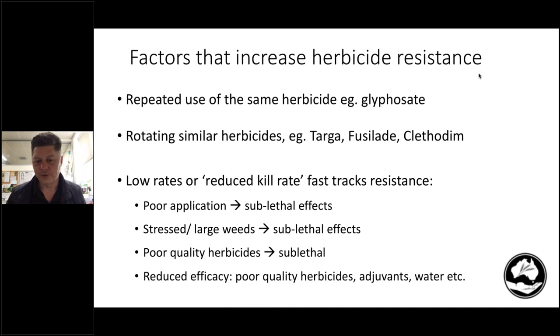Low rates or reduced kill rates also fast track resistance. You might be using the field rate, but if there are other conditions which are suboptimal to the herbicide working, that's like spraying a low rate. And what happens is ryegrass will survive that lower rate, and then they cross-pollinate and accumulate those mechanisms, and the next generation has a combination of those resistance mechanisms, and that usually results in much higher levels of resistance. Low rates or reduced kill rates can be things like poor application, stressed or large weeds. If you're spraying large weeds, you need higher rates to kill them than you need for small weeds.